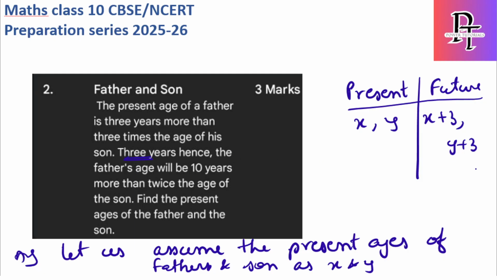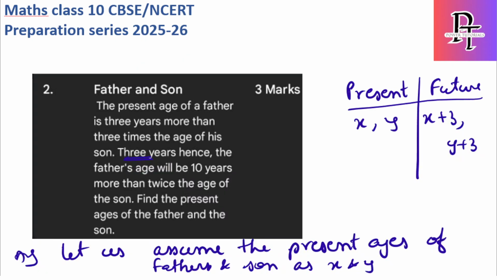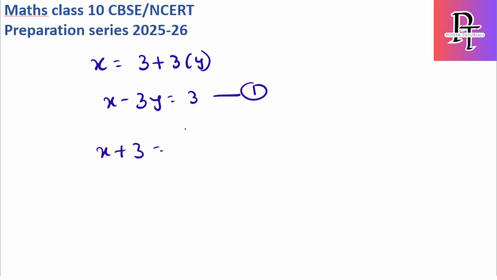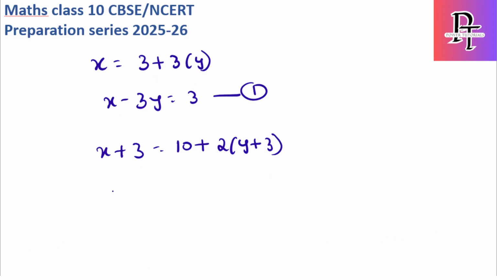3 years hence, okay, we have 3 years hence. What is the scenario? Father's age is 10 years more than twice the age. So father's age now is x plus 3, which is 10 more than twice the age of son. So what is son's age also? It becomes y plus 3. I told you in future both the ages are x plus 3, y plus 3. You have to use these scenarios for the second question. So now let's expand. x plus 3 is equal to 10 plus 2y plus 6.